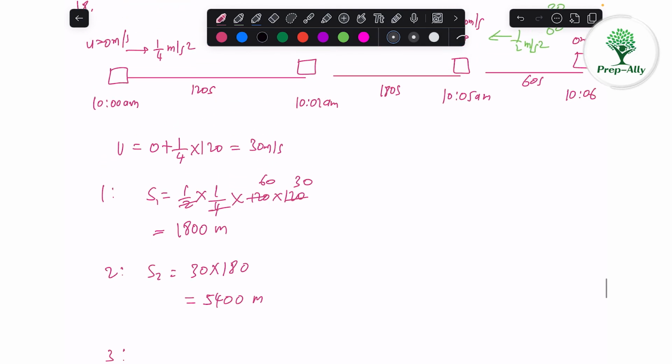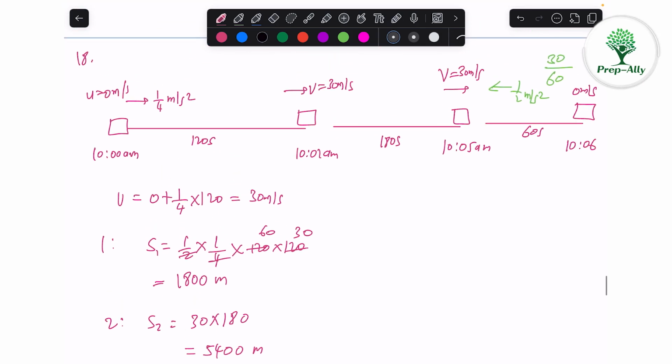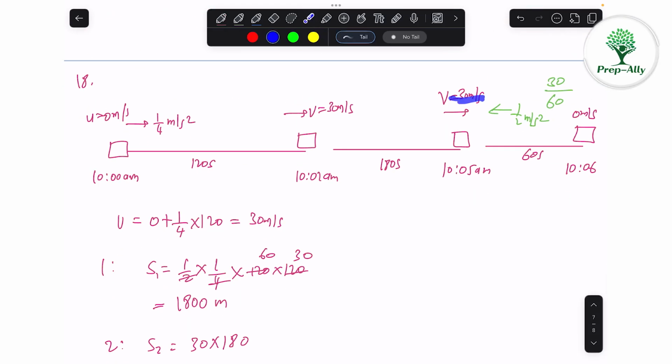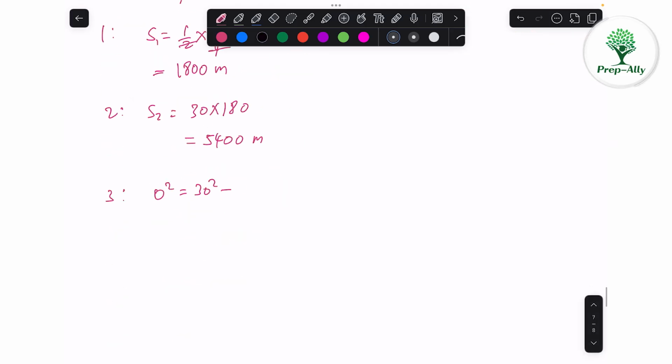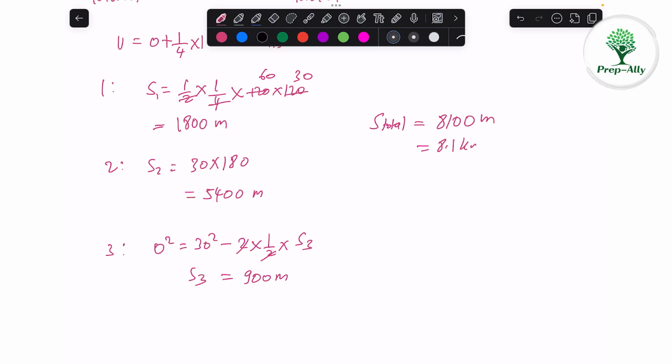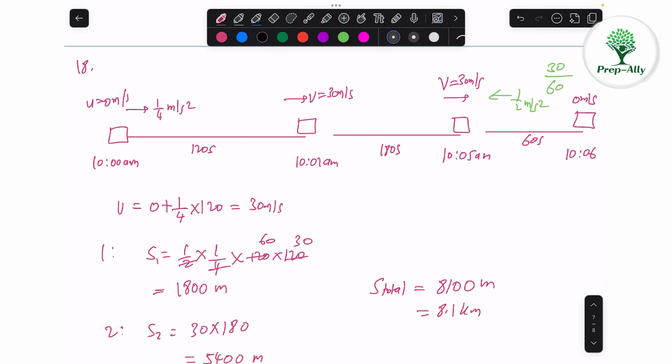And for the third, we can just use v square is equal to u square minus 2as. So 0 square is equal to u square, the speed here is 30, initial speed, 30 square minus 2 into acceleration, which is half, into s3. So s3 is coming out to be, we cancel this, 900 meters. If you add all this, s total comes out to be 72 plus 9, 81. So 8100 meters, so 8.1 kilometers. So for 18th, option number B is correct.